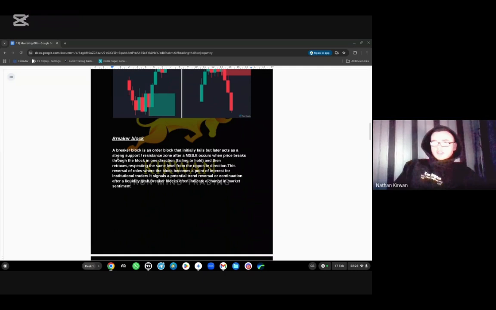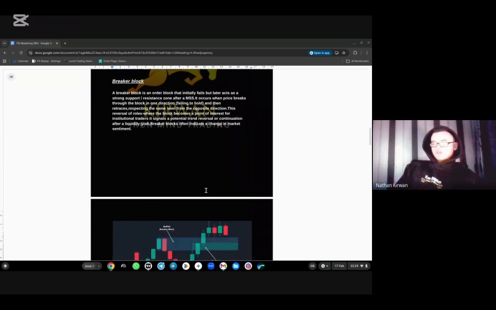So what is a breaker block? Essentially, a breaker block is an order block that initially failed, but later acts as a stronger support or resistance zone after a market structure shift. It occurs when price breaks through the block in one direction, failing to hold, and then retraces, respecting the same level from the opposite direction and reversing. The block becomes a point of interest for institutional traders, and it signals a potential trend reversal or continuation. Breaker blocks often indicate a change in market sentiment, so just a reversal.